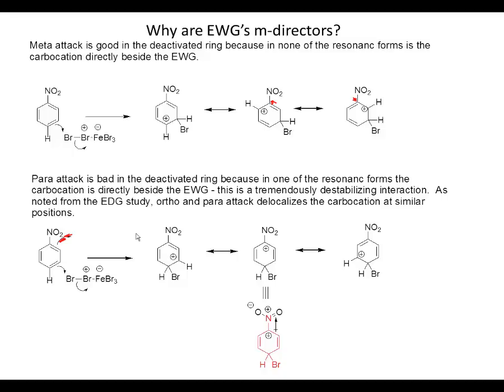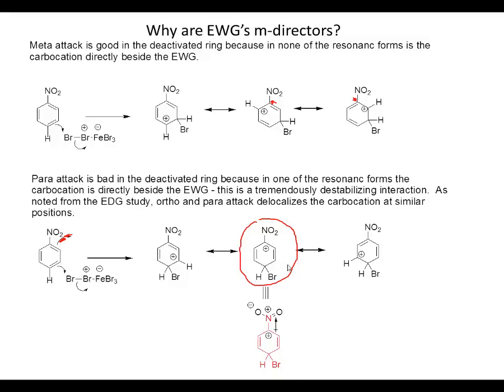What about when we attack the para position? Well, here in this resonance form, you see that you have the positive charge directly beside the nitro group. And that's not a good situation. Remember that the nitro group is really this charged or zwitterionic structure shown here. And the net result here is that you have two positive charges beside each other, and that's a very destabilizing interaction.